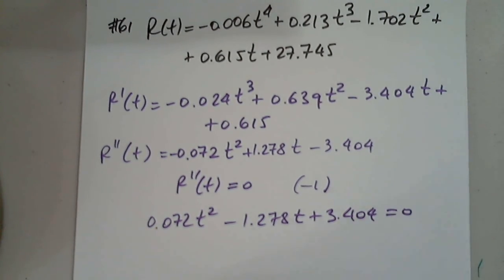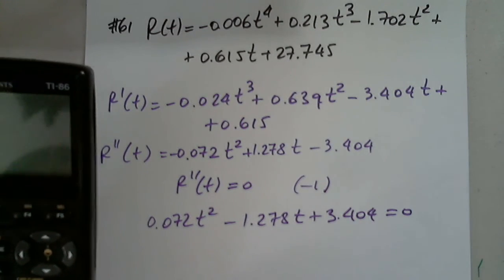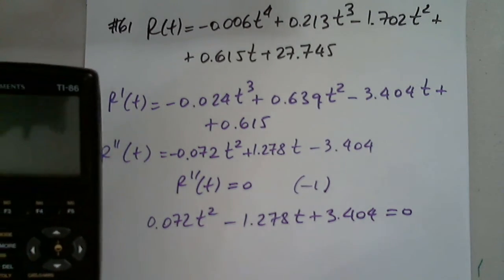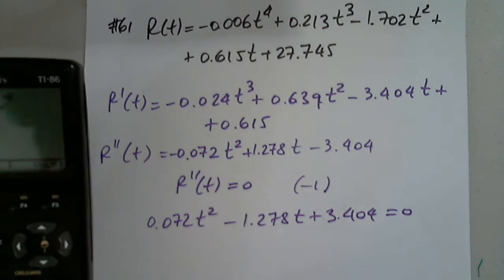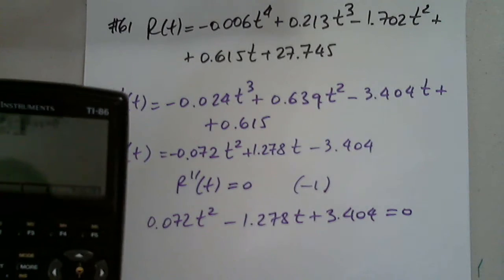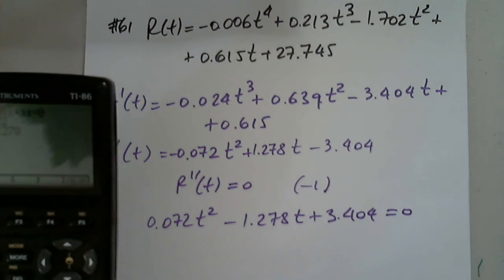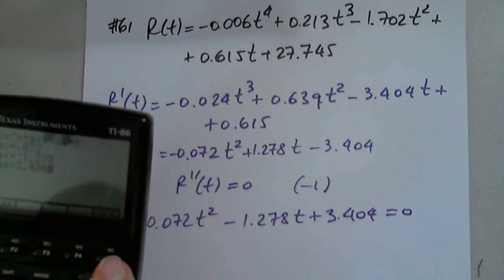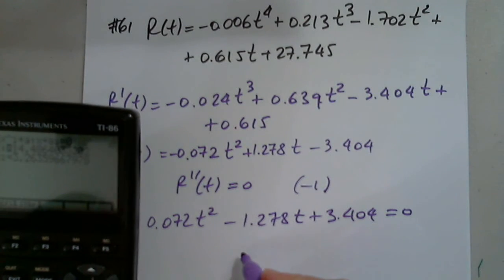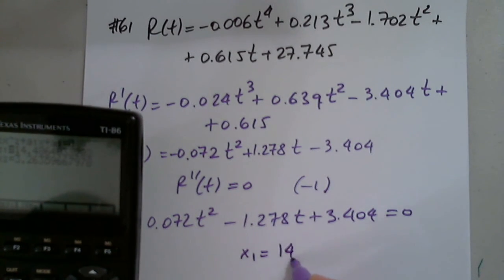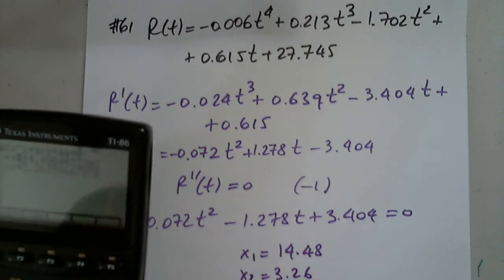I'm going to use my magic calculator. We can use the quadratic formula, of course. I just want to pass this because I like to move on to the next section. So I'm just going to go to second and poly, put 2, and copy the coefficients. 0.072, -1.278 and 3.404 and solve. So x1 appears to be 14.48 and x2 appears to be 3.26.